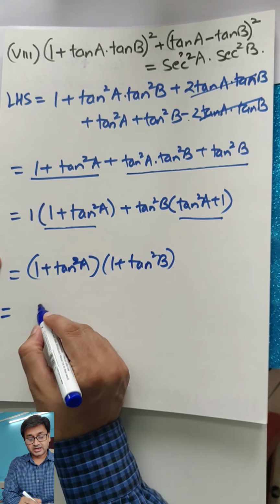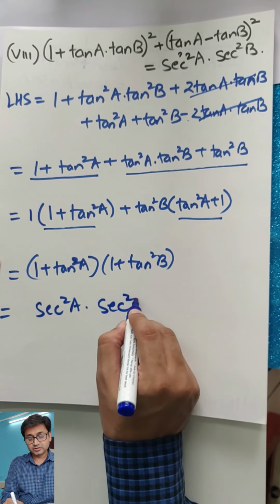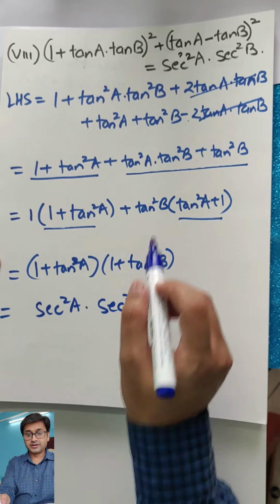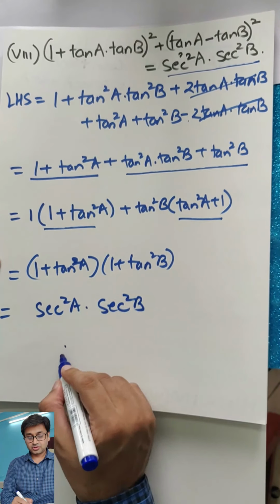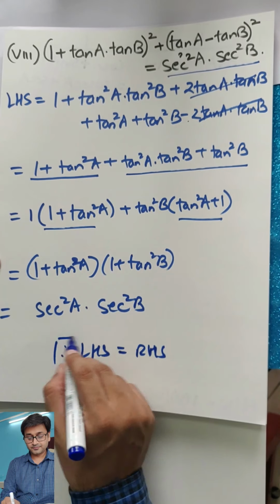1 plus tan square is sec. Likewise 1 plus tan square is also sec. Here it is a, here it is b. That's what you wanted. So you can say therefore LHS is equal to RHS.